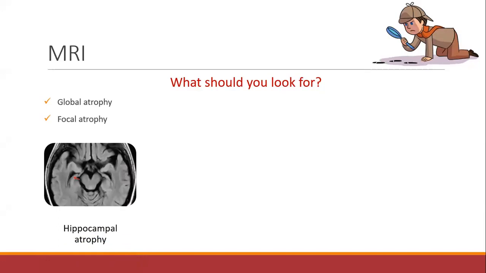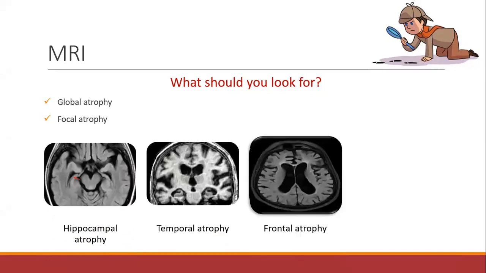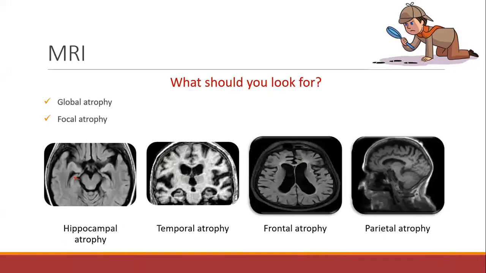Different dementia conditions can have atrophy affecting different areas of the brain. So you can have atrophy of the hippocampus. You can have atrophy of the temporal lobe per se. You can have frontal atrophy and you can have parietal atrophy. So which area of the brain is atrophied that can give a valuable clue towards the diagnosis?